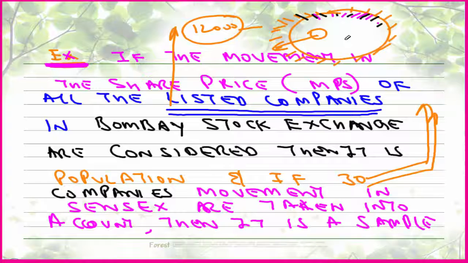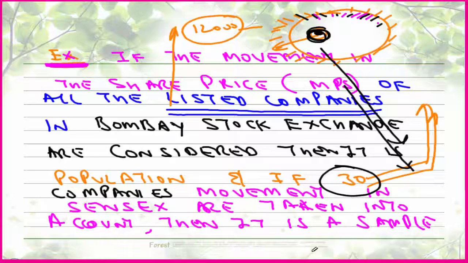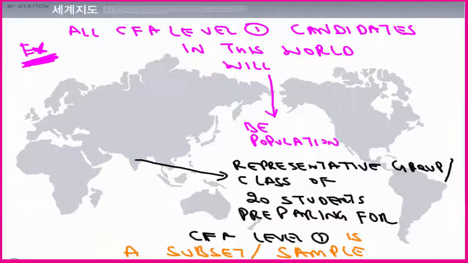But it will involve cost and time. If I am instead calculating for a representative of that population, a sample, and then concluding for the population, I will say it is a sample. For example, in the Sensex 30, I am only considering the market price change in these 30 companies. That is a sample.